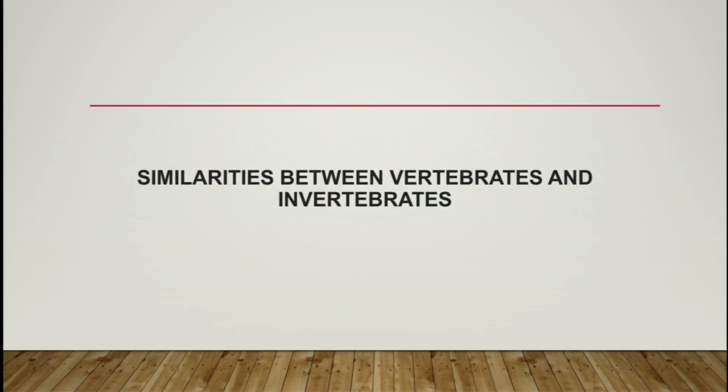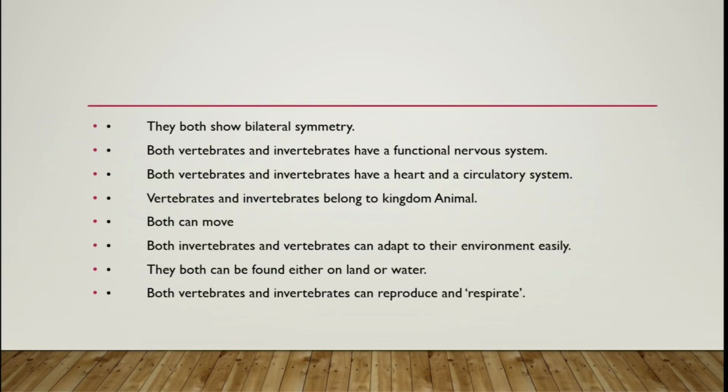The similarities between vertebrates and invertebrates. They both show bilateral symmetry. Parehas silang merong functional nervous system. They both have a heart and circulatory system. They both belong to the kingdom of animals. And then parehas silang nakakagalaw. They both can adapt to their environment easily. Parehas din matatagpuan sa land or water. And the last one, both vertebrates and invertebrates reproduce and respire.